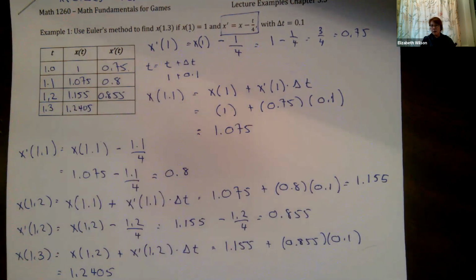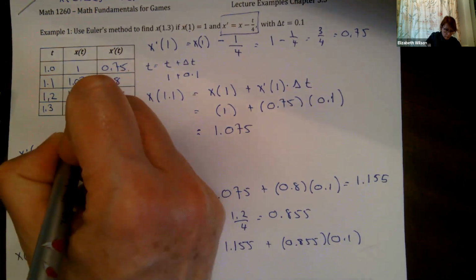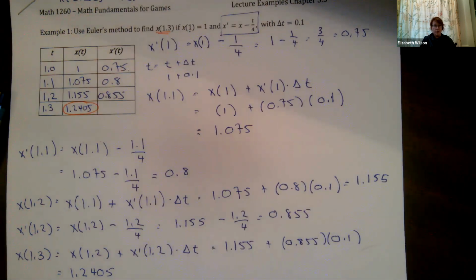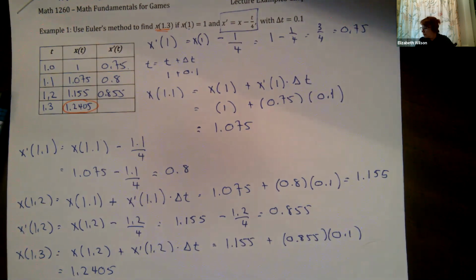And they said that's all they wanted, x of 1.3. So that's actually my final answer. Right, because they said find x of 1.3. So I'm done. Okay, I looped through.